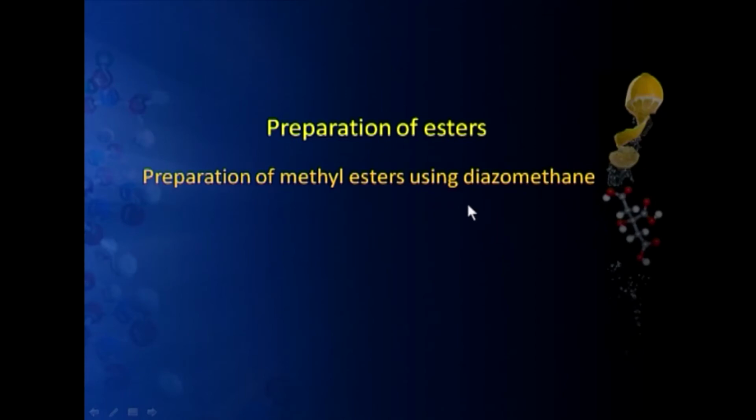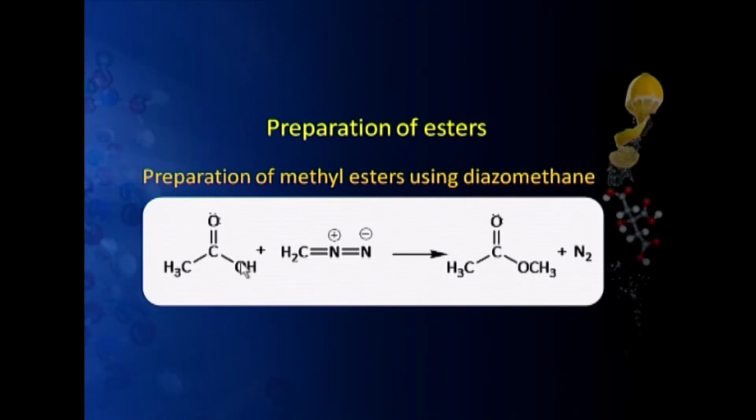Then there is a specific method which is used only for the preparation of methyl esters. The reagent used is diazomethane. Carboxylic acids undergo reaction with diazomethane where a methyl group gets introduced on the oxygen. Basically it is CH2 from the diazomethane which is introduced into the O-H bond. This bond breaks and we get OCH3 and nitrogen is lost. So these are various methods by which we can obtain esters.